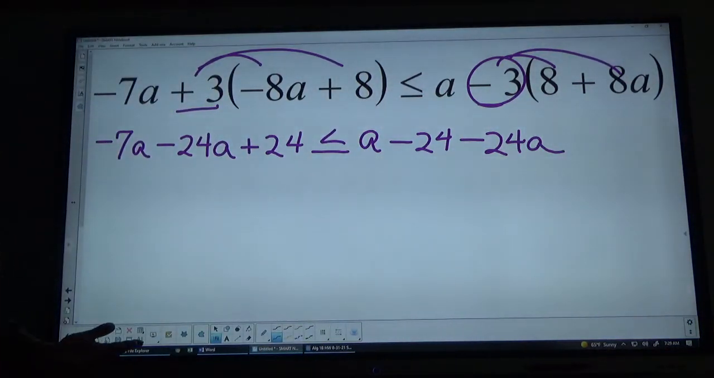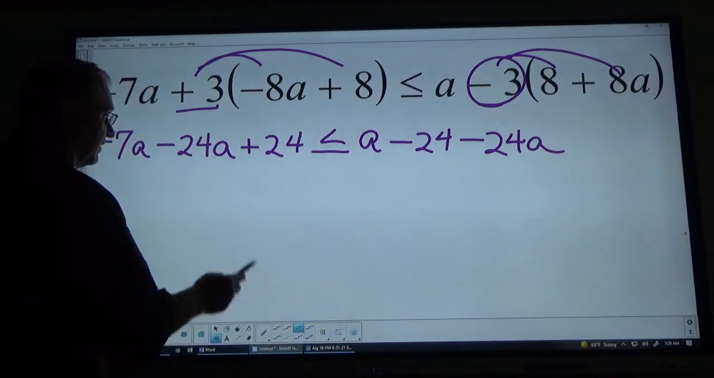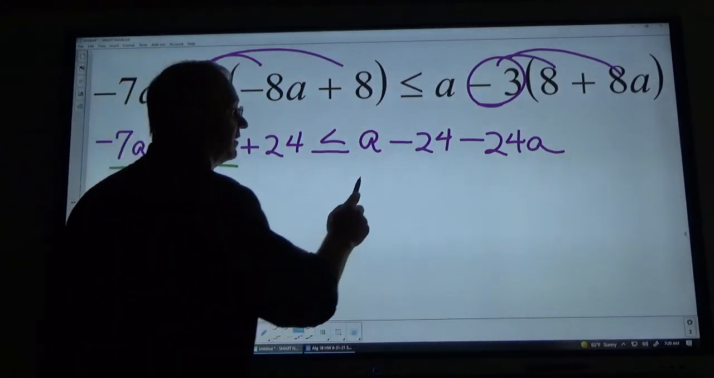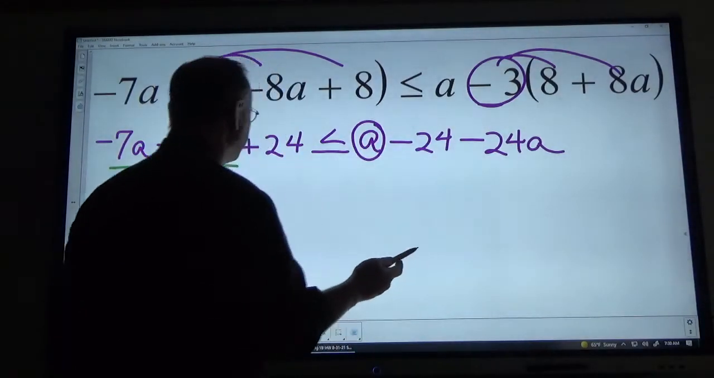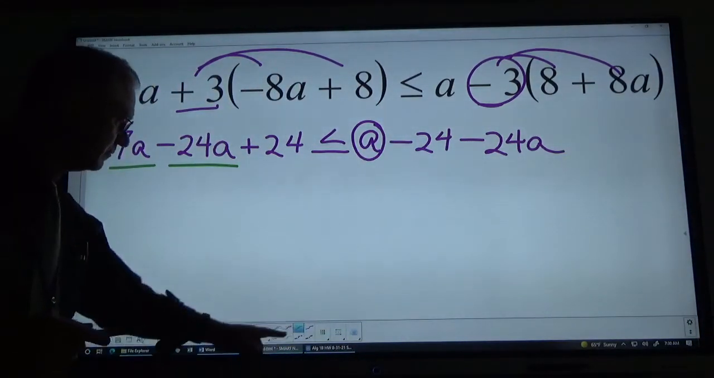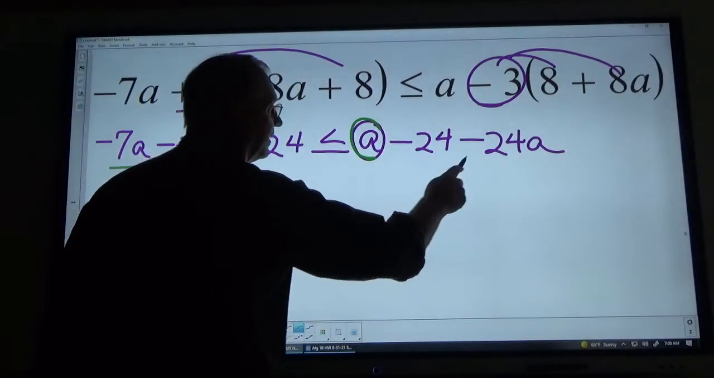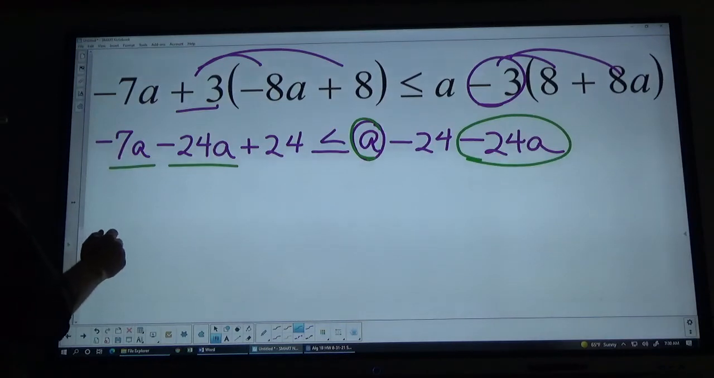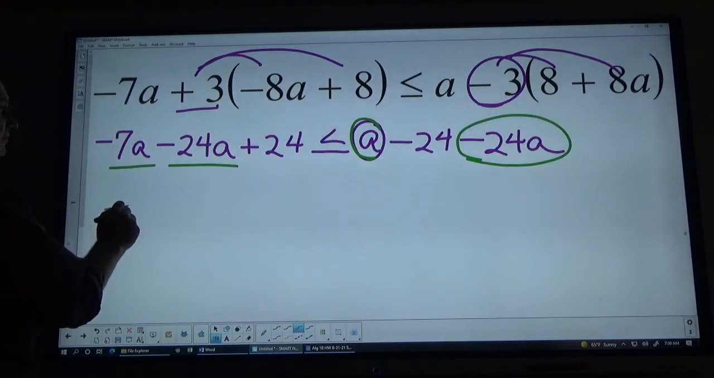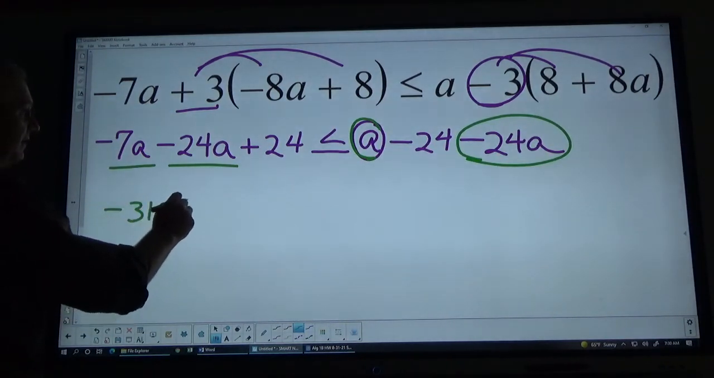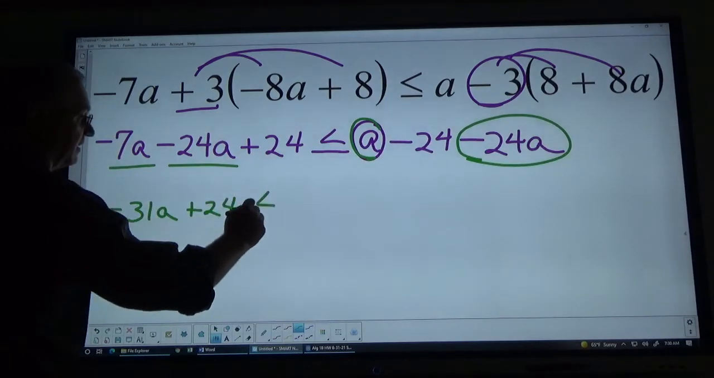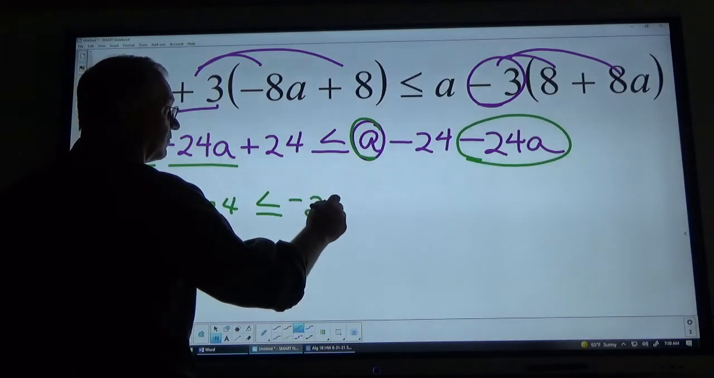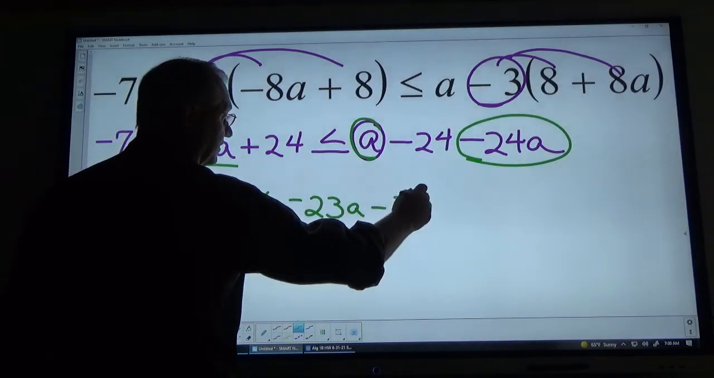All right, now combine like terms. I've got like terms here of negative 7a and negative 24a. And on this side, 1a and negative 24a. All right, so negative 31a plus 24 less than or equal to negative 23a minus 24.